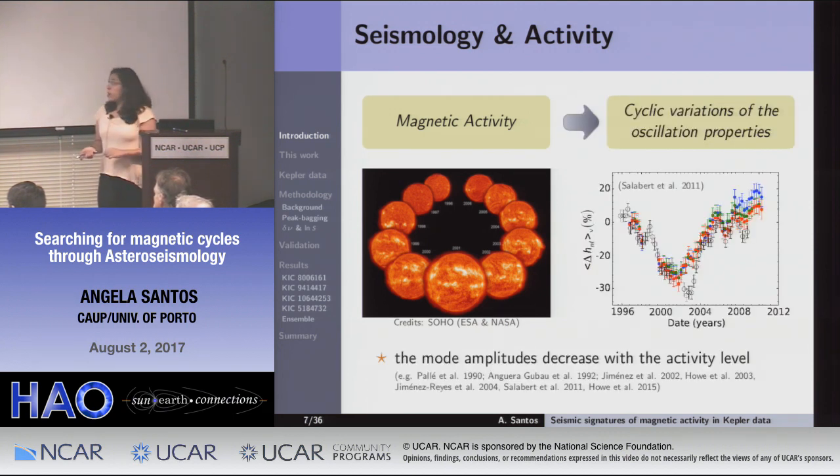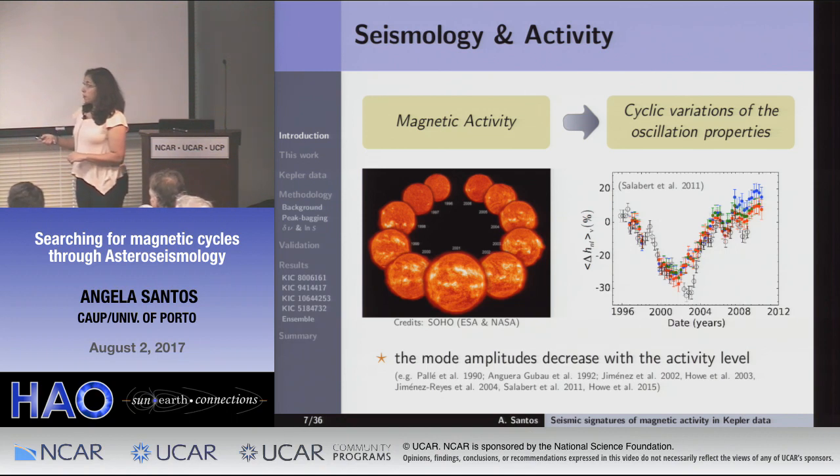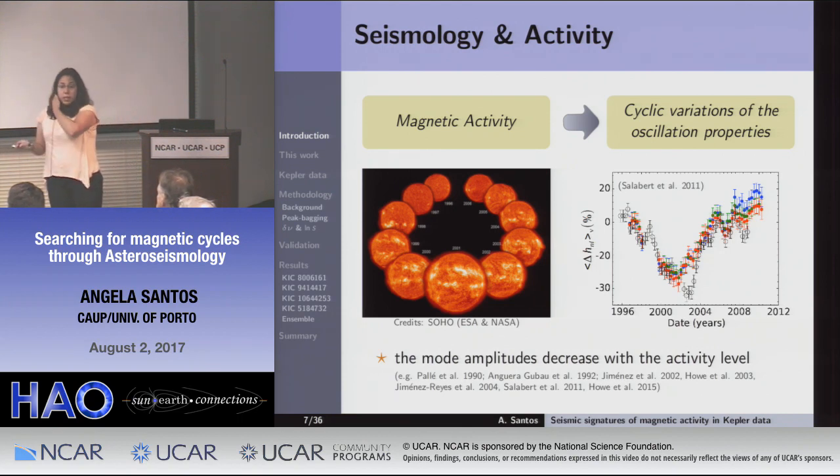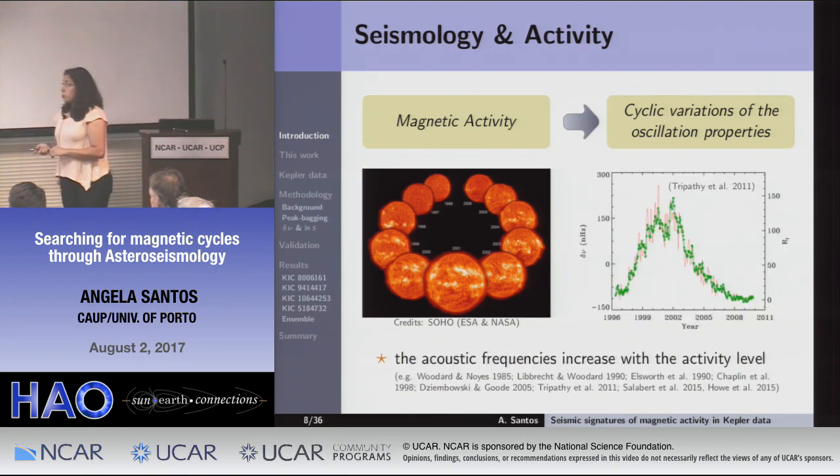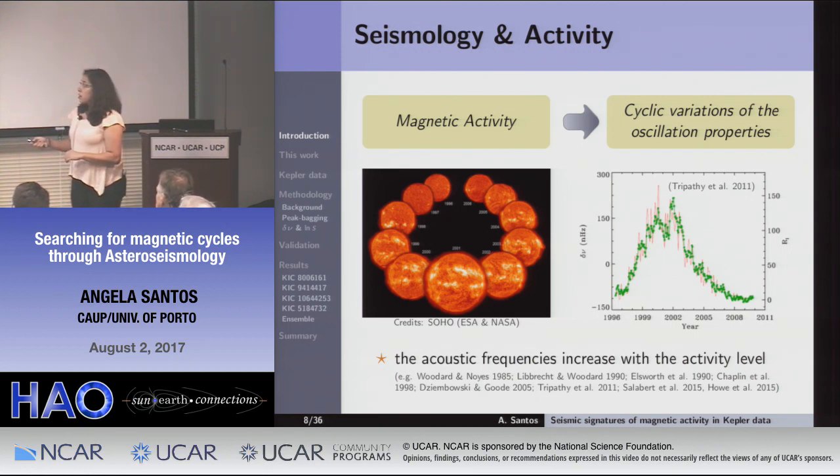So in this plot, we have the variation in the amplitudes of the acoustic modes over time. Here is the solar maximum around 2001, and we have the amplitudes of the acoustic modes decreasing with activity level. So the magnetic activity suppresses the acoustic modes. For the frequencies of the acoustic modes, we observe the opposite behavior. So these are the frequency shifts. This is the variation in frequency in relation to a reference value, that is the mean frequency.